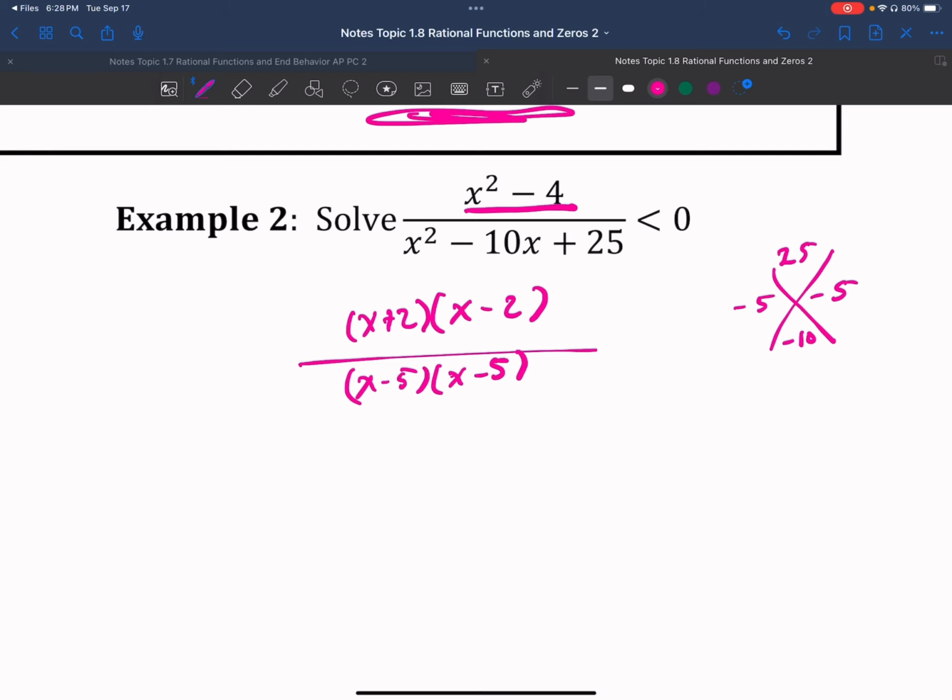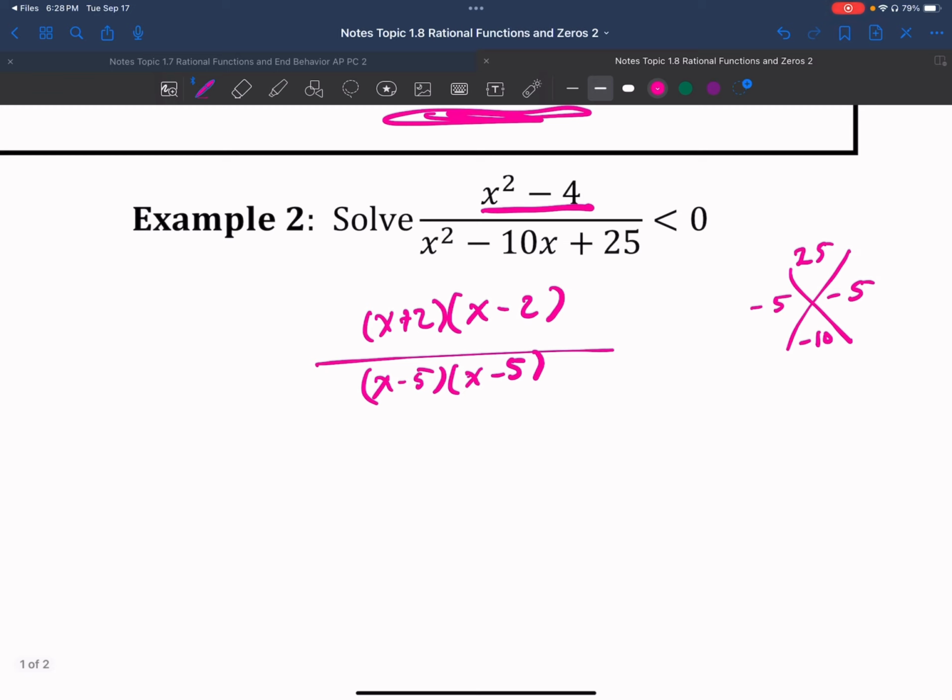After that, I'm gonna solve for my zeros and my undefined values. So for the zeros, I have two of them. When I set them equal to 0, I get x equals 2 and x equals -2. And then for my undefined values, I do have the same one. I only need to list it once, which is x equals 5.